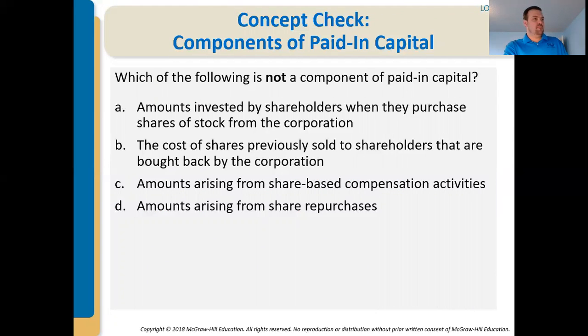Okay. I would pause the video here. I would read this question. I would answer it. I'm going to move quickly through it, but I would recommend quizzing yourself as you go through. So the answer to this question is B. The cost of shares previously sold to shareholders that are bought back by the corporation. What is that? That's treasury stock.